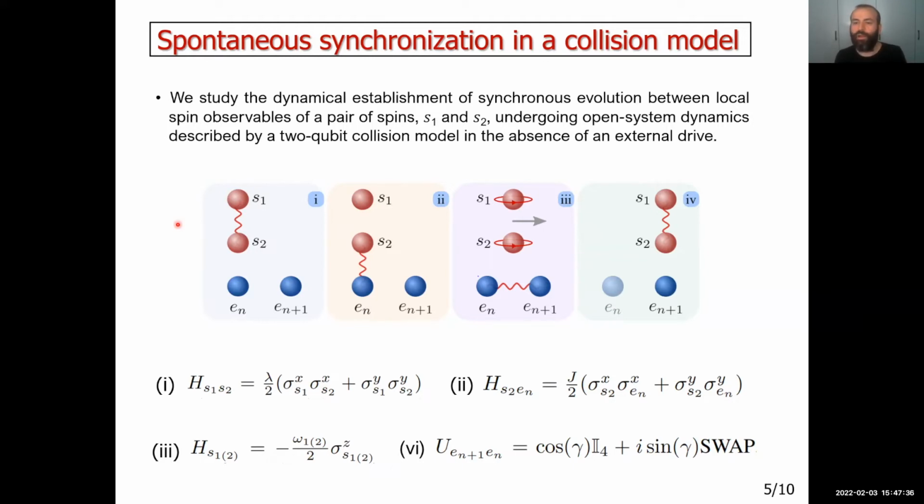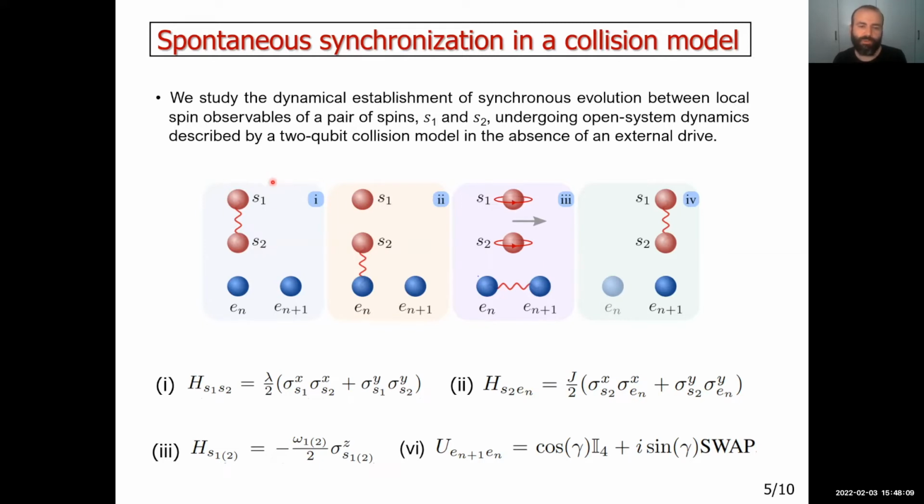Once again, the principal system, which consists of two spins, S1 and S2, experiences open system dynamics as described by a two-qubit collision model. There is no external drive or anything, so this will be an example of spontaneous synchronization. So let me summarize the collision model, just one step. Of course, we are iterating this many times to reach the steady state of the problem.